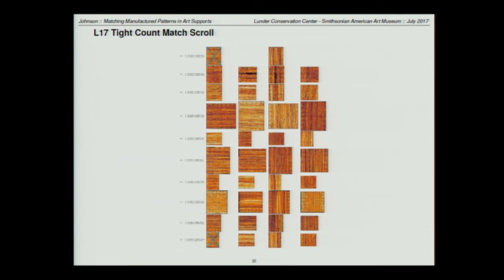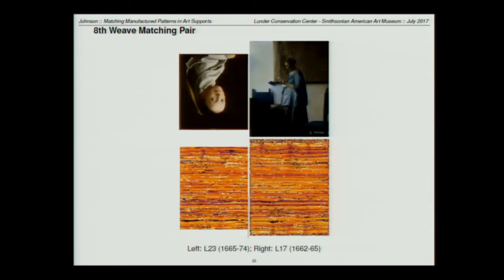Here's another one, L17. Also, you'll see the painting in a minute. And here we did the same thing. Match, look, move them around, flip them, turn them. Then it takes a while because the one here is the last one that matches it. So it looks like this. This one is the one on the left in the Met, the one on the right in the Rijksmuseum.